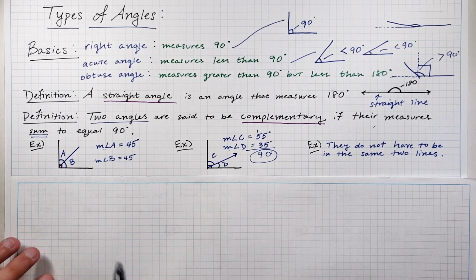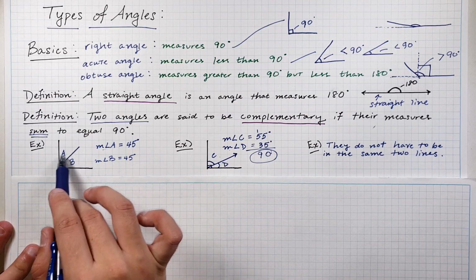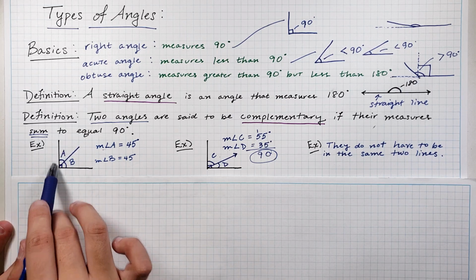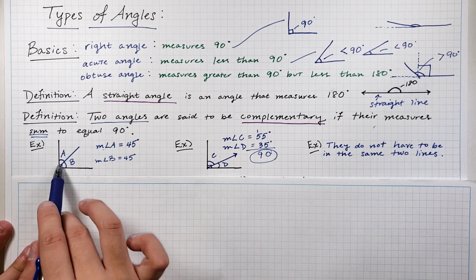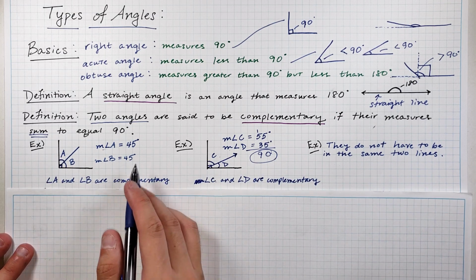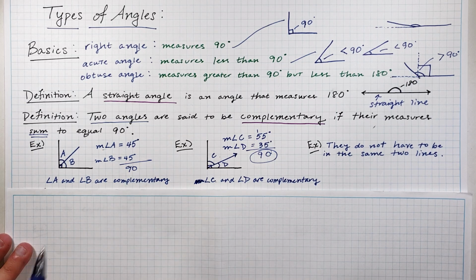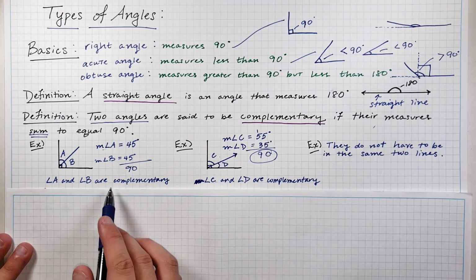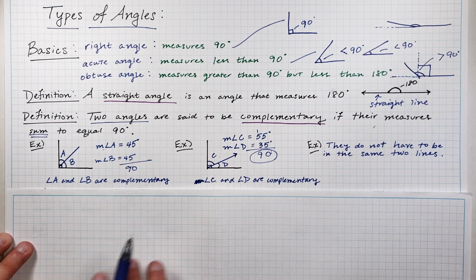If you look here, this one I drew, for example, I split up a 90 degree angle exactly in half so it was easy to see. Then we got 45 and 45, and 45 plus 45 was 90. Then we could say that angle A and angle B are complementary because they add up to be 90.